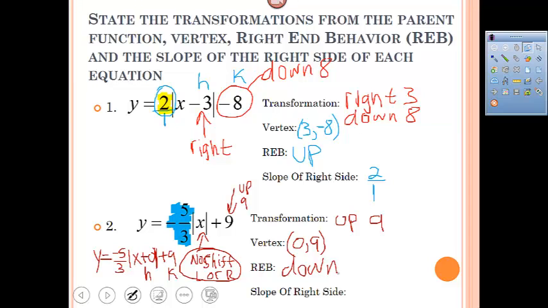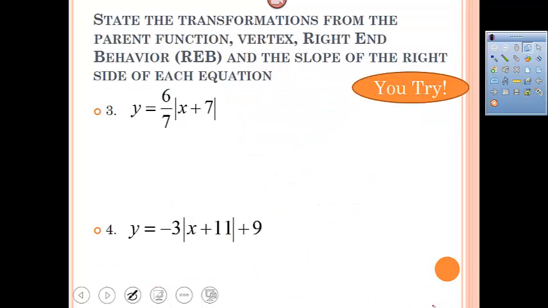And the slope of the right side we know is negative 5 over 3. And I'm going to even put the other one, which could be 5 over negative 3. Okay, so for this one, if you want to pause the video and try it on your own, you can go ahead and do that.